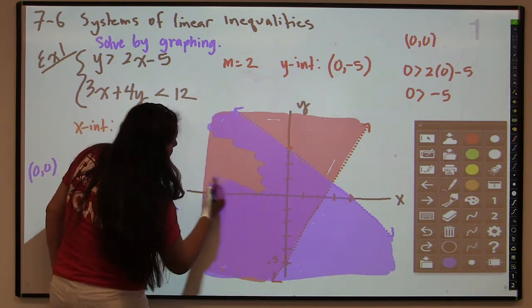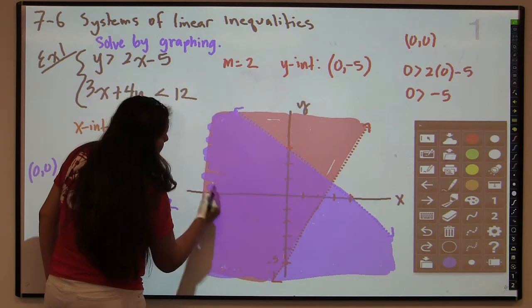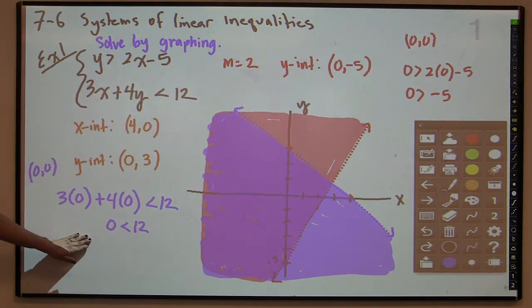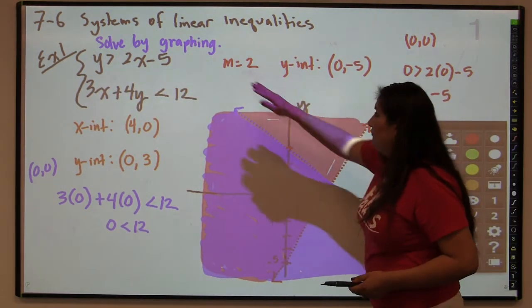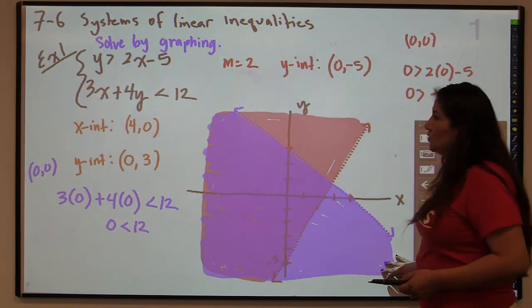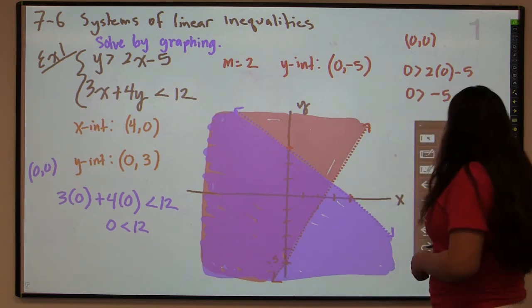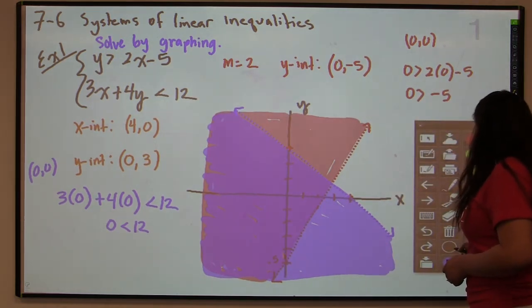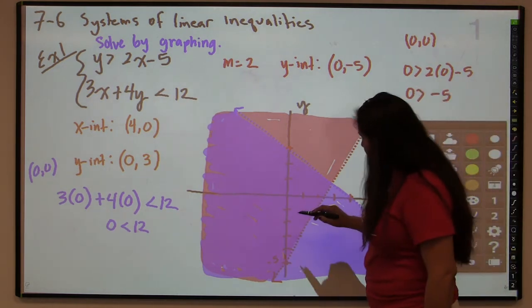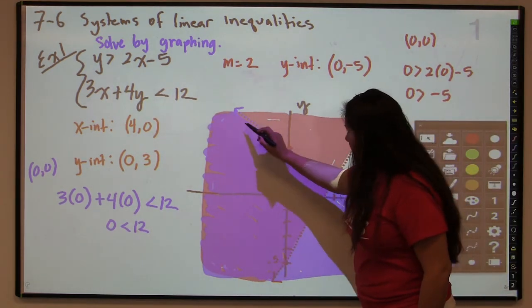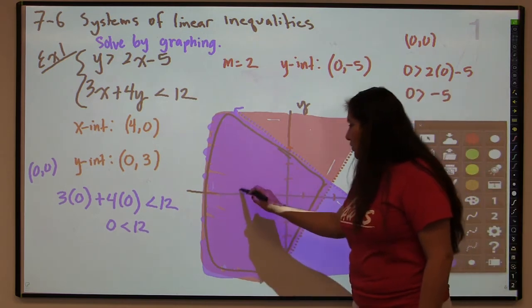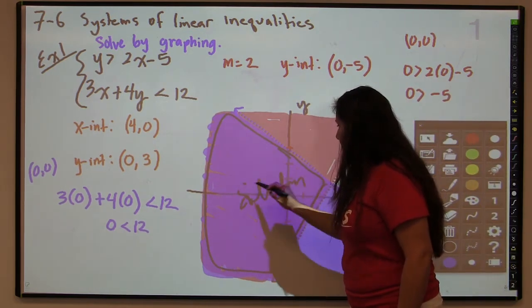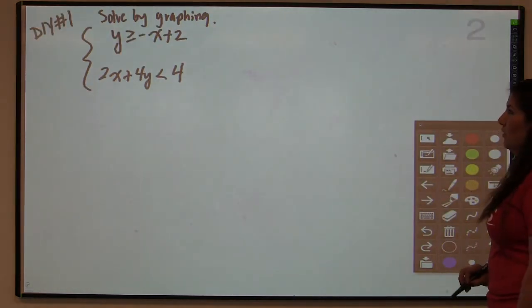I'm shading the entire side where the origin lies because when I plugged in the origin, I got a true statement. Okay, so now what you can see is that this pinkish part is the part where the solutions are to the first equation, and this entire blue part is where the solutions are to the second equation. And so the idea here is that we are now looking for the solution where the two shaded regions are crossing, which you can see is this darker area here. This area, if you will, that I'm just going to outline here, that is the solution to the system. All right, so now you're going to try one on your own, and hopefully you do well.